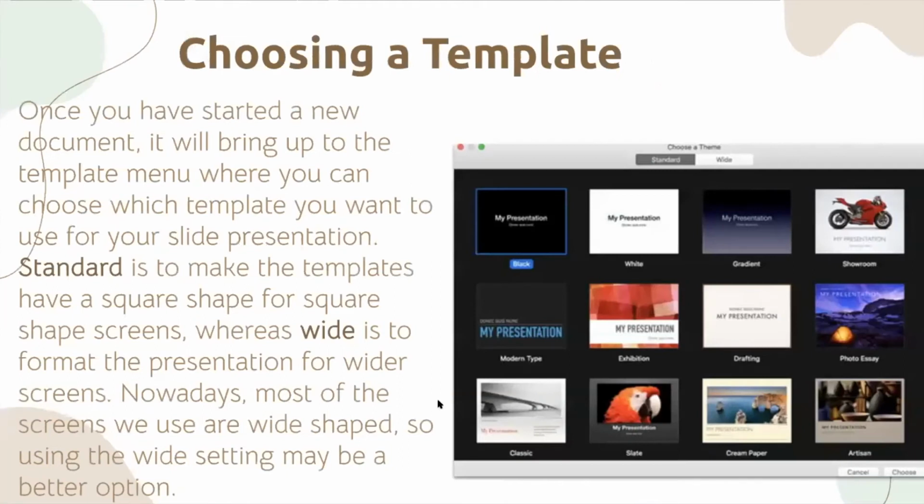Choosing a template. Once you have started a new document, it will bring you up to the template menu where you can choose which template you want to use for your slide presentation. Standard is to make the templates have a square shape for square shaped screens, whereas wide is to format the presentation for wider screens. Nowadays, it is much more likely that you have a wide shaped screen, so using the wide setting may be a better option.